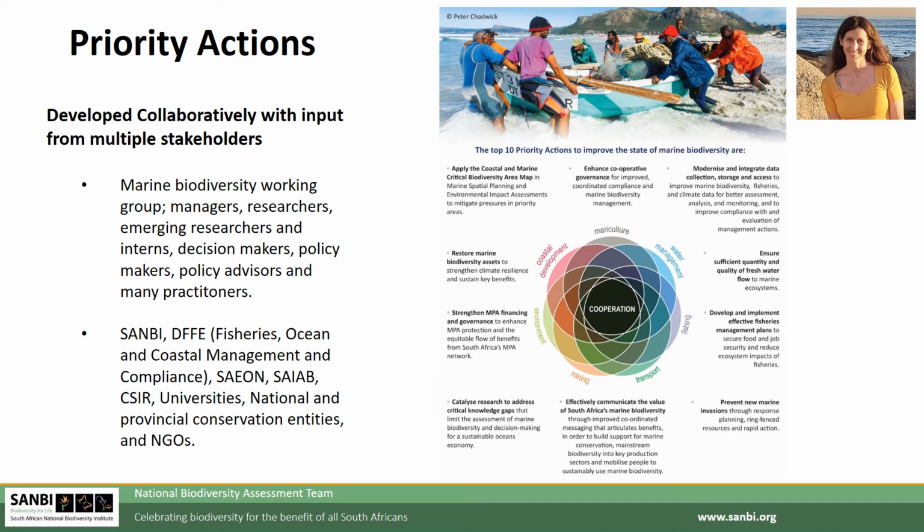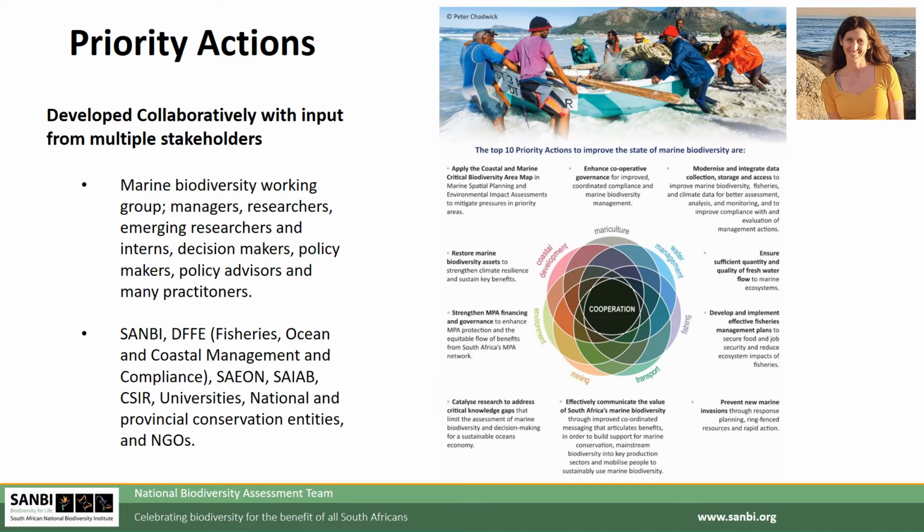Finally, the last component of the National Biodiversity Assessment, and one of the most important components, is the final chapter, which brings together the results of the assessment and makes clear recommendations. We call this the Priority Actions chapter. So this is where we move from the complexities of ecosystem assessment towards a clear set of evidence-based priority actions. And we do this collaboratively with stakeholder input.